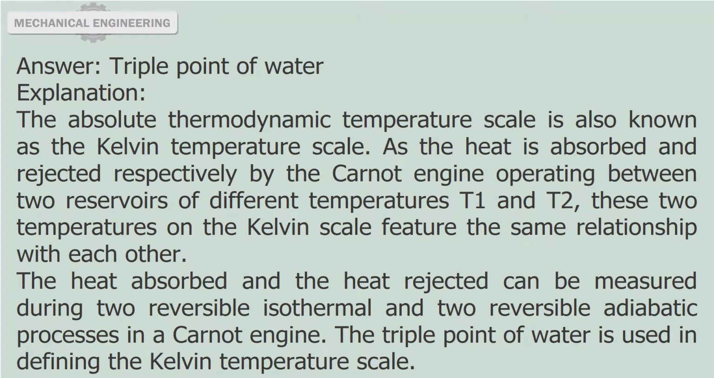Explanation: the absolute thermodynamic temperature scale is also known as the Kelvin temperature scale. As the heat is absorbed and rejected respectively by the Carnot engine operating between two reservoirs of different temperatures T1 and T2, these two temperatures on the Kelvin scale feature the same relationship with each other. The heat absorbed and the heat rejected can be measured during two reversible isothermal and two reversible adiabatic processes in a Carnot engine. The triple point of water is used in defining the Kelvin temperature scale.